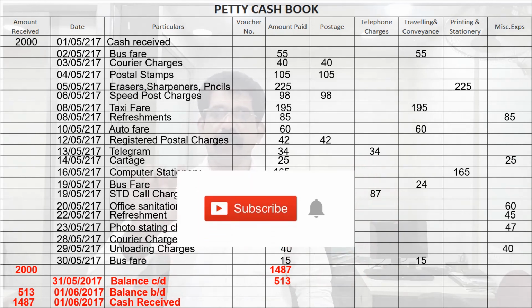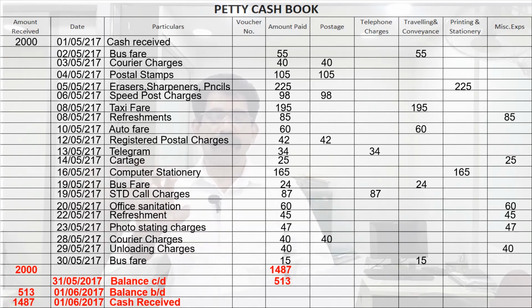Now go to each column. The first column is postage. Go to the bottom level, total. All the totals should be in a parallel line. The postage total is coming to 325. The next column is telephone and telegram charges. The total coming to 125.